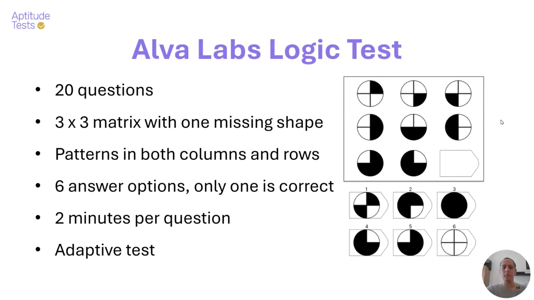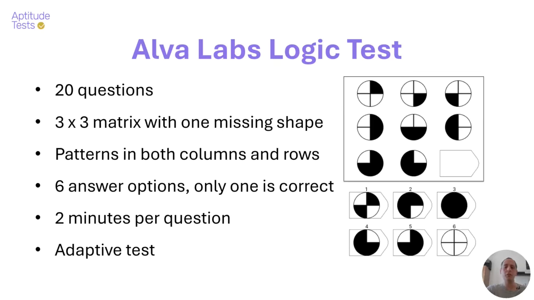Okay, so let's start with a basic introduction of the Alva Labs Logic Test. Again, if you are familiar with these rules, feel free to skip ahead. The test contains 20 questions, each of which is structured as a 3x3 matrix that has one missing shape in the bottom right corner. The shapes in both the rows and the columns follow certain patterns. These are not necessarily the same patterns.